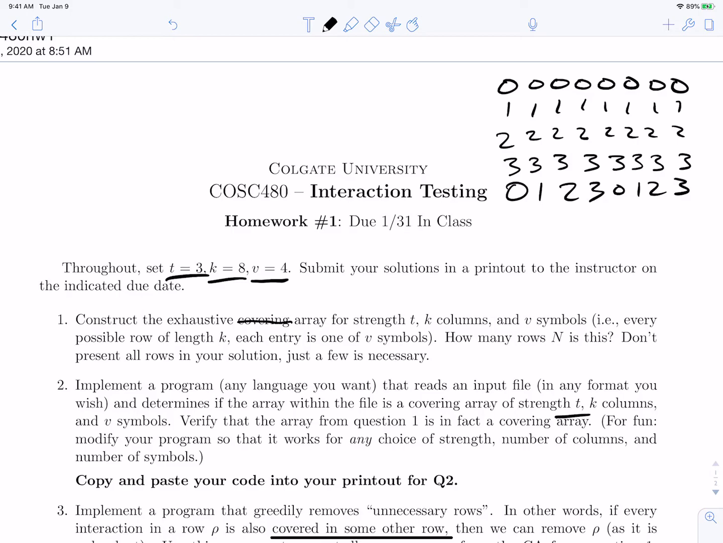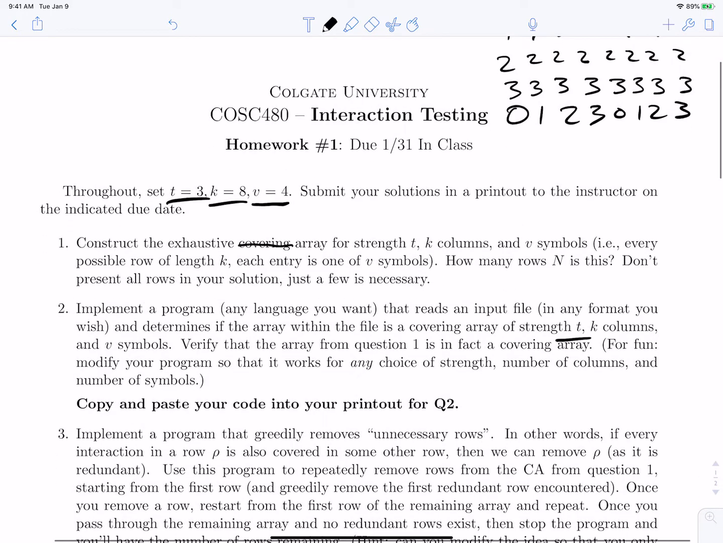Any questions about question 1 then? You should be able to write a very simple program, like 10 lines, that does this. It should not be hard. Okay, any other questions about the homework?